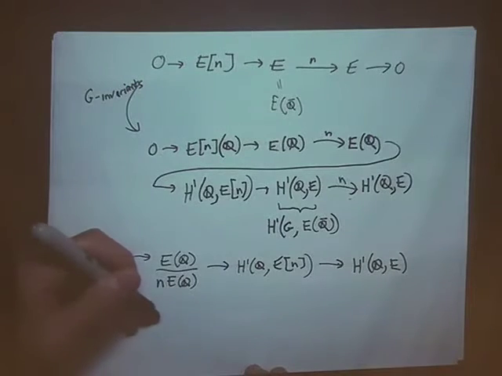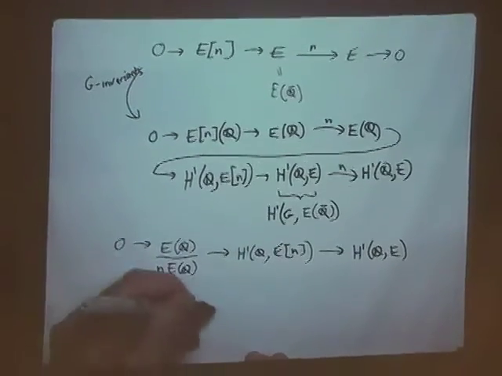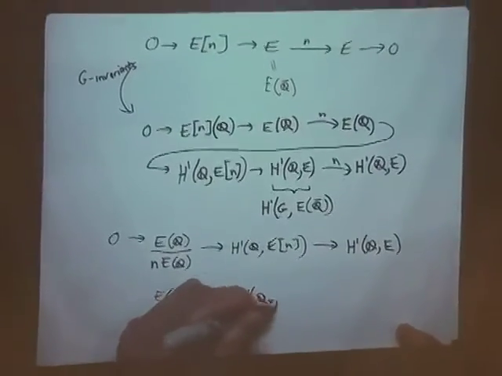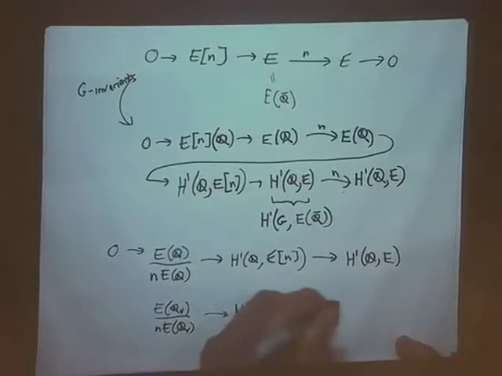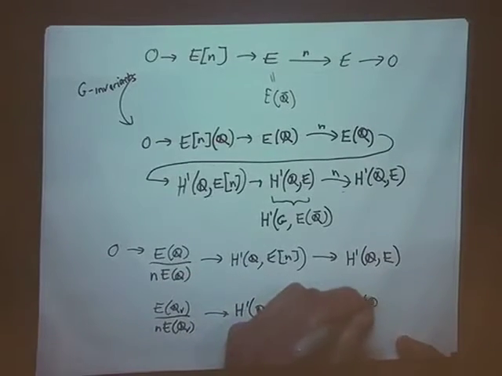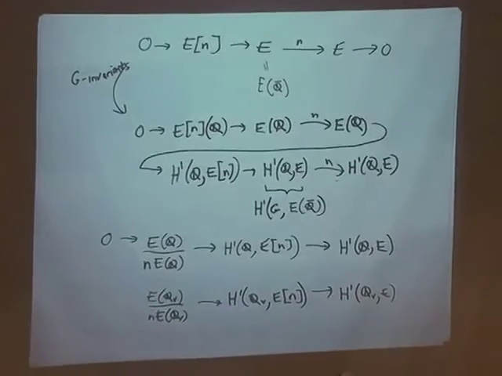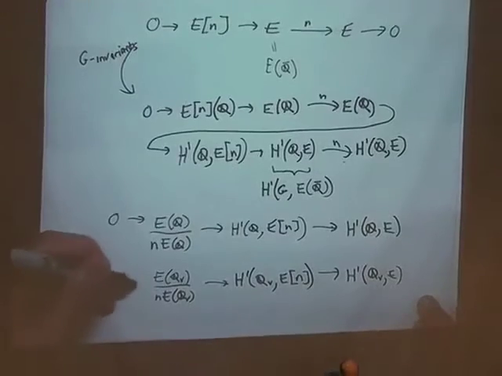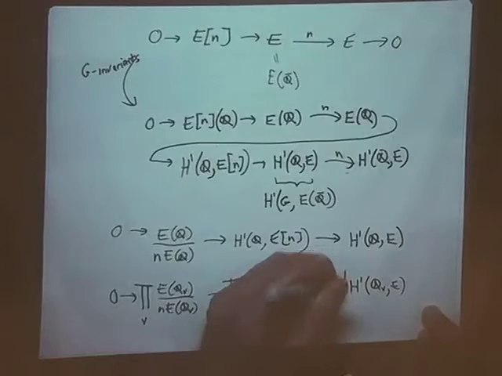So let's do that. Let's write E of Q_v mod n E of Q_v. I'll just copy that sequence, and then H^1 of the absolute Galois group of Q_v, which is going to be a decomposition group inside the Galois group there. So you have a sequence like this, and you can do this not just for one v, but for all v. So you can take a direct product over all the different places.